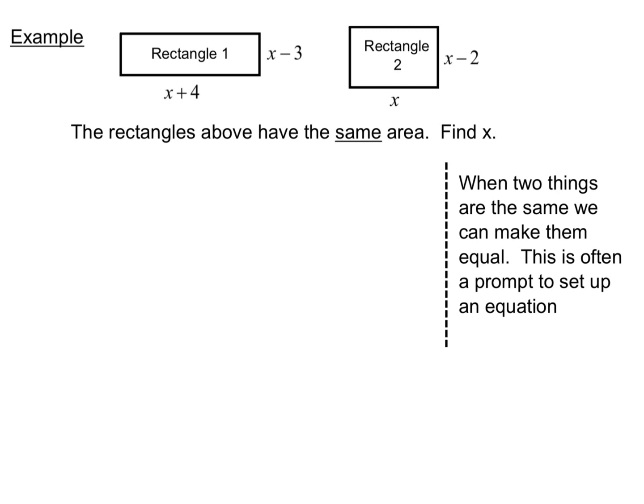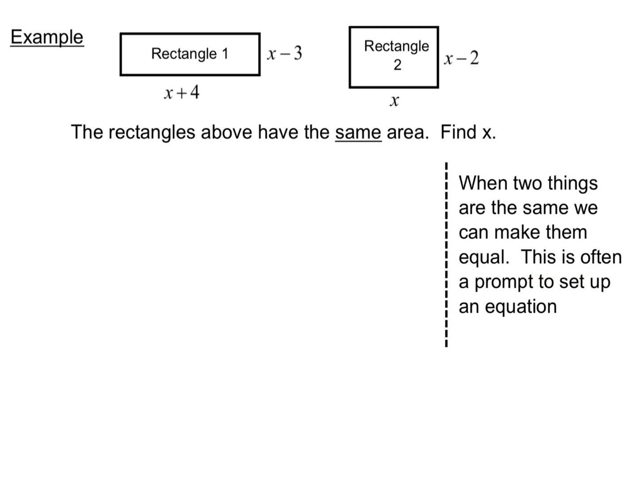In this last example, what we're going to look at is forming equations. So this question here says the rectangles above have the same area. Find x. Now there's a bit of algebra involved in these, and the question is saying two things are the same. Now when two things are the same, we can make them equal to each other. That's what the same means.